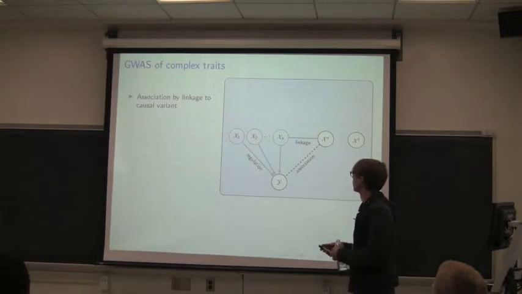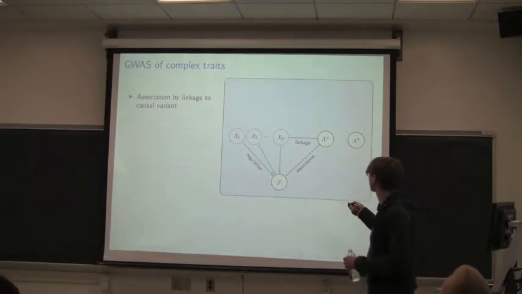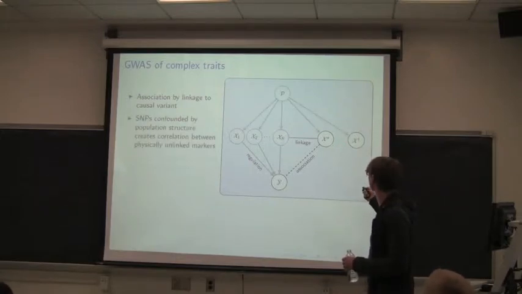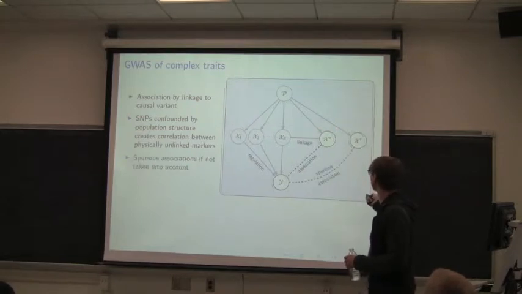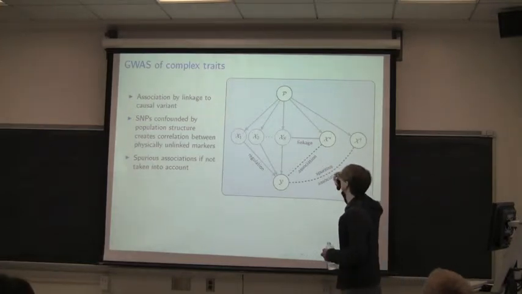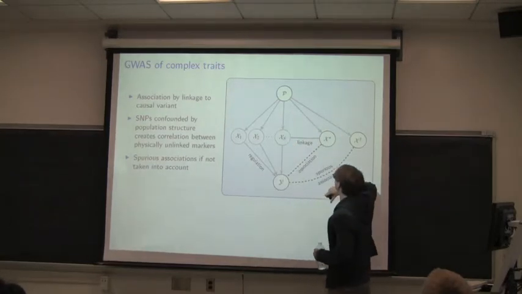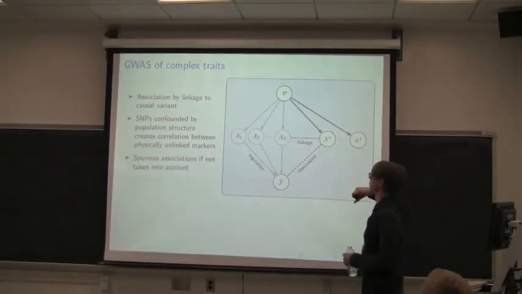Okay, so let's translate this again to the graphical models world. So we have multiple SNPs that kind of regulate the phenotype. We have some that are linked, so where we see association. We get population structure, which makes all of these dependent. For that reason, we get spurious associations. We take the population structure into account in order to block basically the path between this one and the phenotype to get rid of the spurious associations.